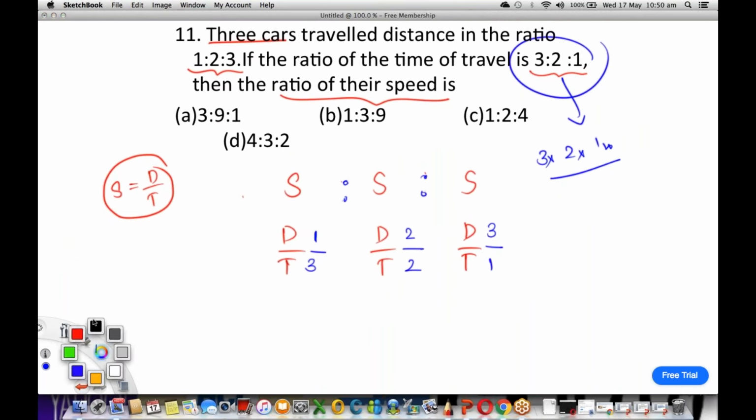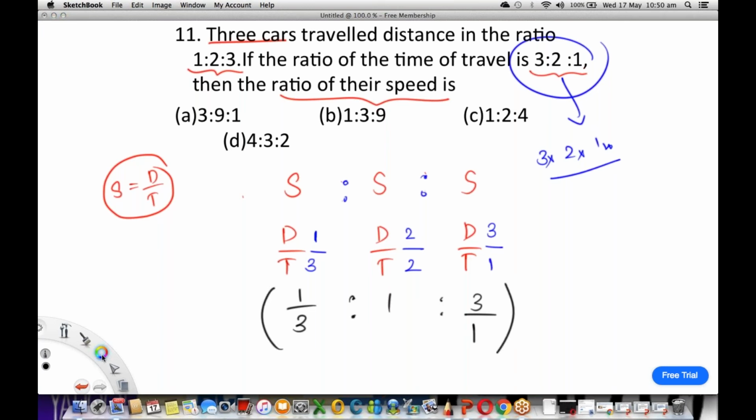So 1 by 3 we'll write as it is. 2 by 2 is nothing but 1. So 1 by 3 is to 1 is to 3 by 1. I have to find the ratio of this, but none of the options are matching with this. So try to make some denominators equal. This has the denominator 3, so I want to make this denominator 3 as well. How can I make this denominator 3?